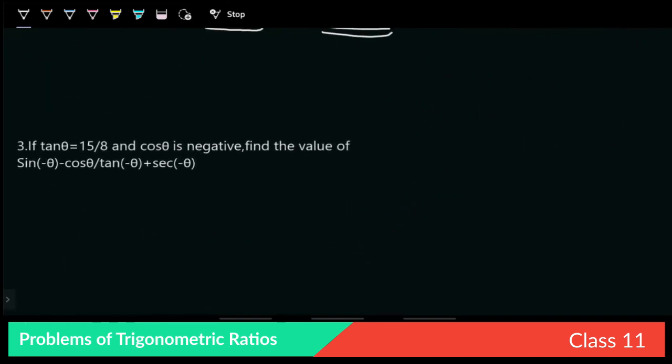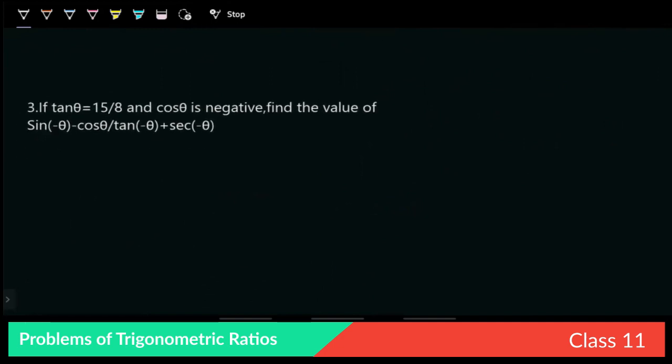See, in the third sum, what is given? It is given that if tan theta equals 15 by 8 and cos theta is negative, then find the value of sine of minus theta minus cos theta by tan of minus theta plus sec of minus theta. Now, if you see carefully, in the first line they have told a very important line, that tan theta equals 15 by 8 and cos theta is negative. So what is meant by this line? Here you see that the value of tan theta is positive, and it is given that cos theta is negative.